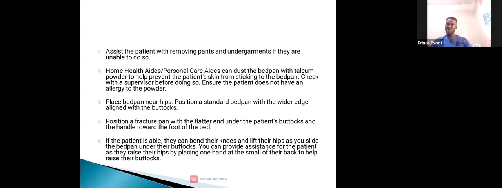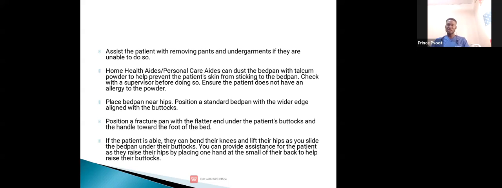Home health aides or personal care aides can dust the bedpan with talcum powder to help prevent the patient's skin from sticking to the bedpan. Check with a supervisor before doing so. Then ensure the patient does not have an allergy to that powder. Place the bedpan near the hips of the patient. Position a standard bedpan with the wider edge aligned with the buttocks. Then position a fracture pan with the flatter end under the patient's buttocks and the handle towards the foot of the bed.